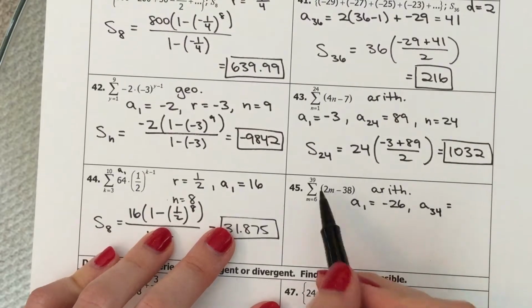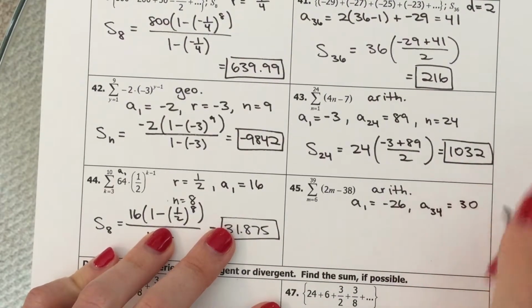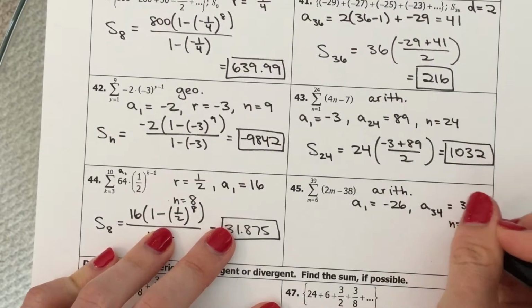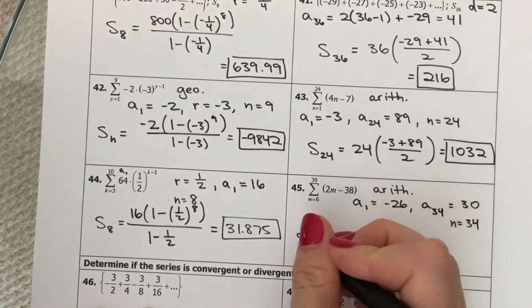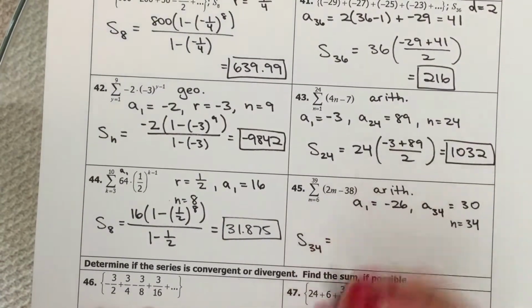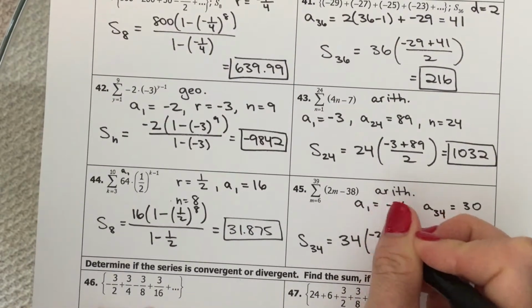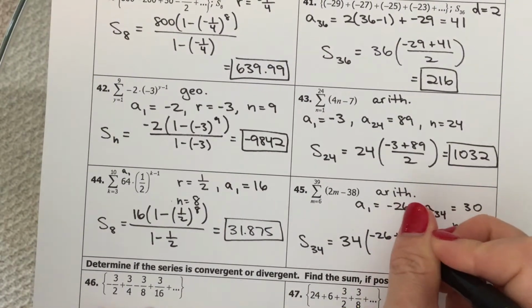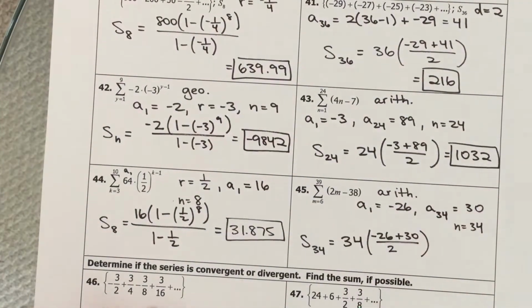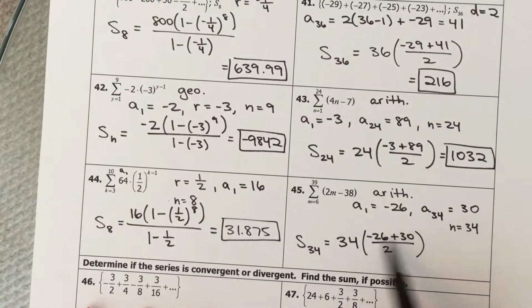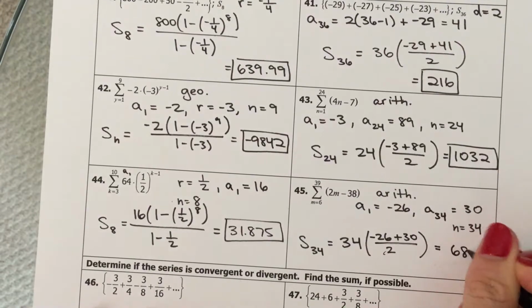So plug the 34 in. 34 times 2 is 68. Minus 38 would be 30. And then, as I mentioned, the n is 34. So this quantity that I'm looking for, we start with the n on the outside. The first term in this series plus the last term in this series over 2. Okay, so this we've got positive 4 divided by 2 is 2. 34 times 2 is 68.